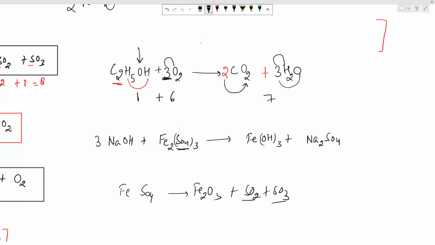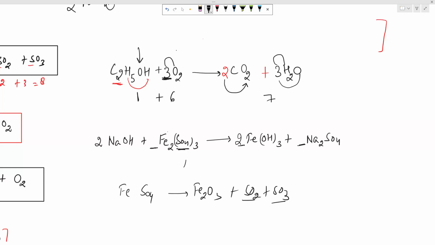2NaOH plus Fe2SO4, then practically the same Fe2SO4. Is there any number here or not? Yes, sir, 2Fe. Here? No, sir. What's the number here? No number.